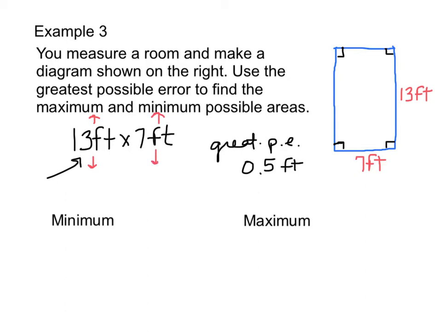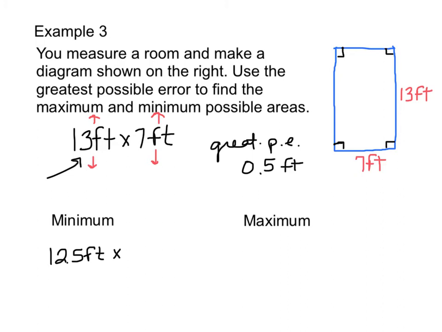So we have to find the maximum and the minimum possible areas. So let's start off with the minimum. Well, the minimum obviously would be if these values were both lower. So if we take off a half a foot, so if we take 13 feet, we subtract half a foot, that means it's actually going to be 12.5 feet.